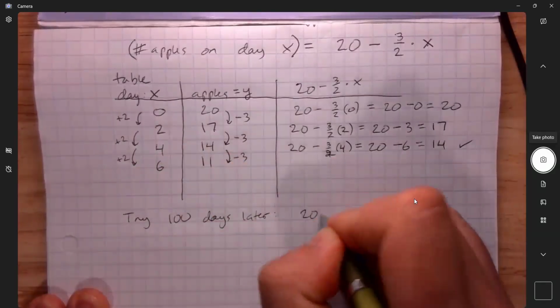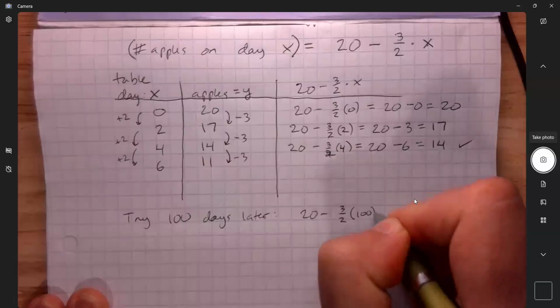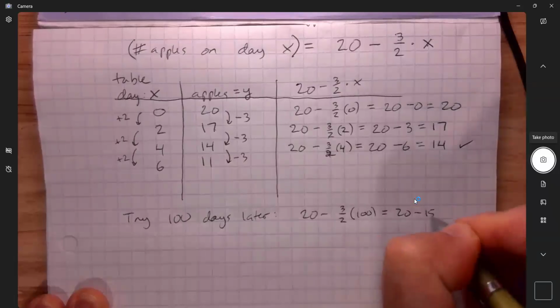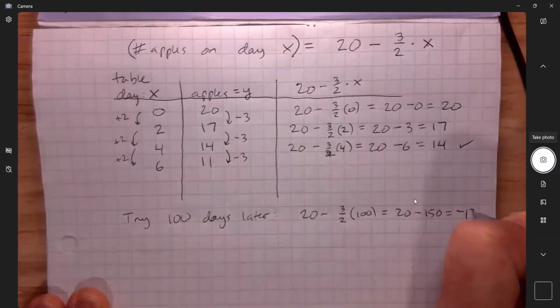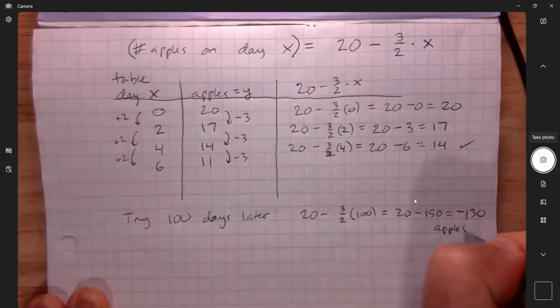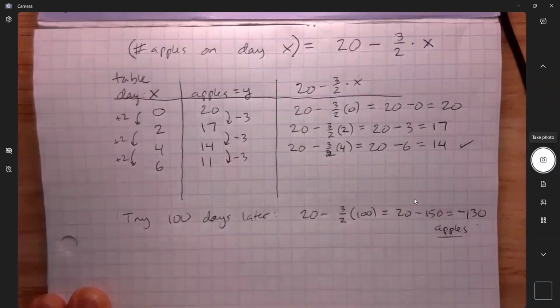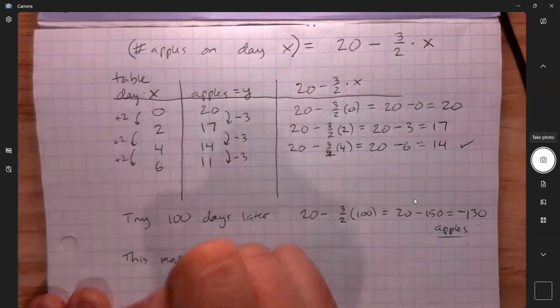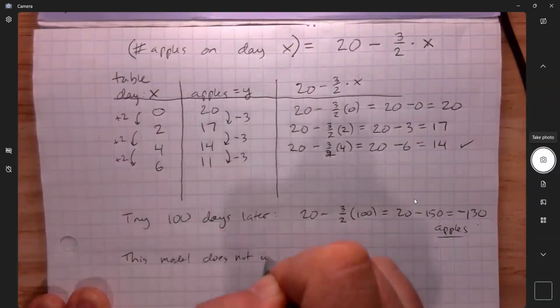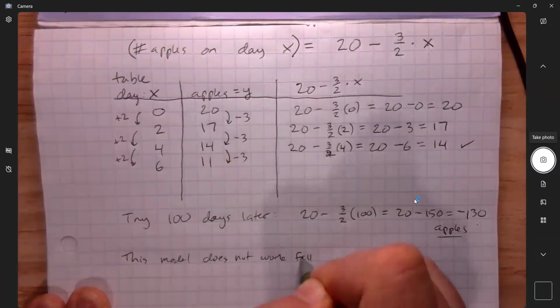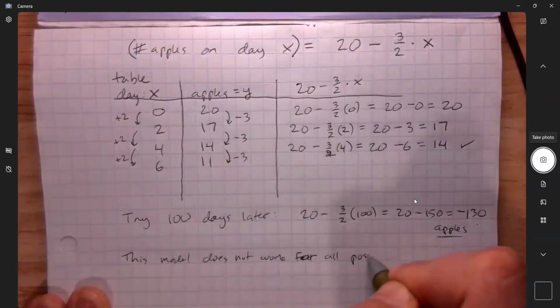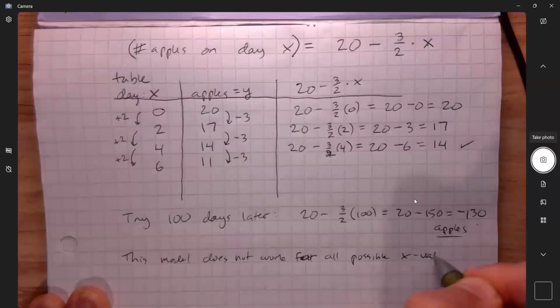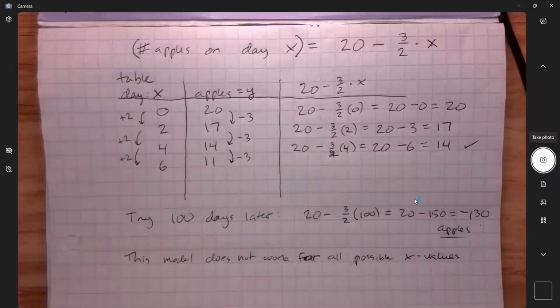My formula would say 20 minus 3 halves times 100, which is 20 minus 150, which is negative 130 apples. And that doesn't make any sense. As soon as I eat my last apple, I'm going to stop eating apples. So this model does not work for all possible x values. It only works for a limited number of x values, and at a certain point, the model doesn't work anymore.